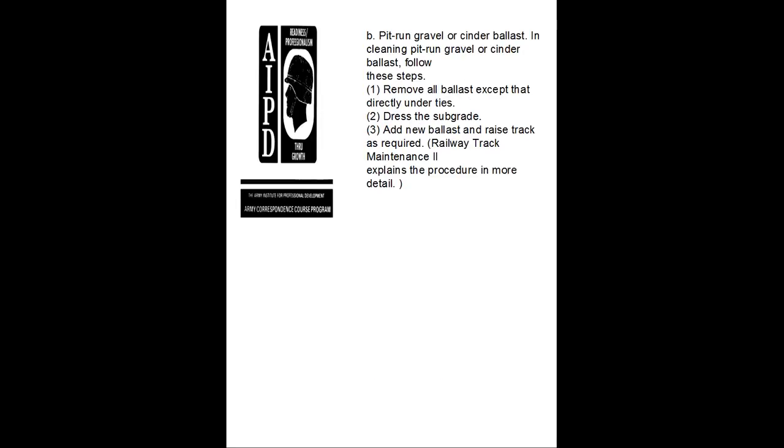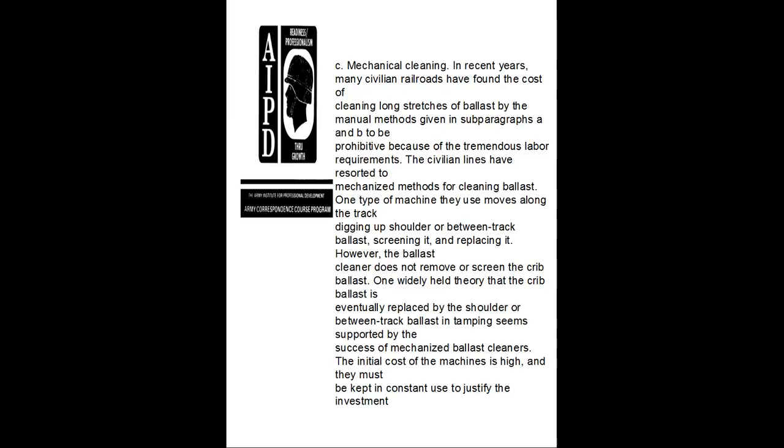B. Pit run gravel, cinder ballast. In cleaning pit run gravel and cinder ballast, follow these steps. Remove all ballast except that directly under the ties. Rest of the subgrade. Add new ballast. Raise as required. Railway Track Maintenance 2 explains the procedure in more detail.